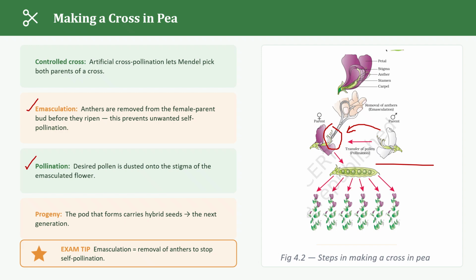next generation. So what you should remember from this is, controlled pollination only ensures that the observed traits are inherited only from the selected parents. So exam tip is here. Emasculation is nothing but the removal of anthers to prevent self-pollination.